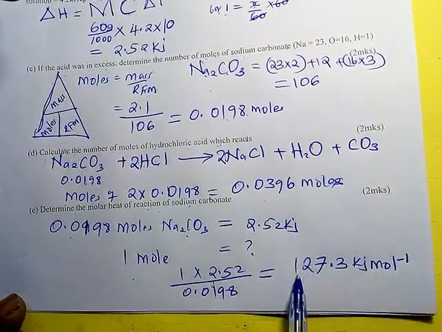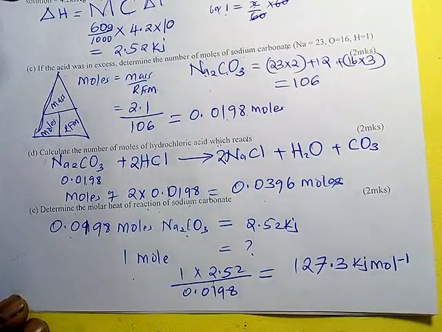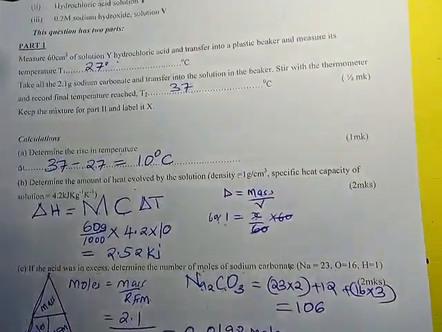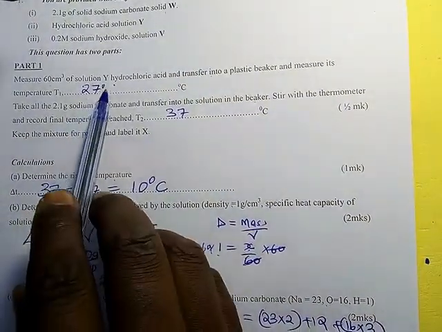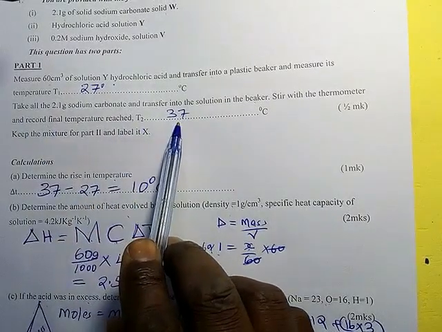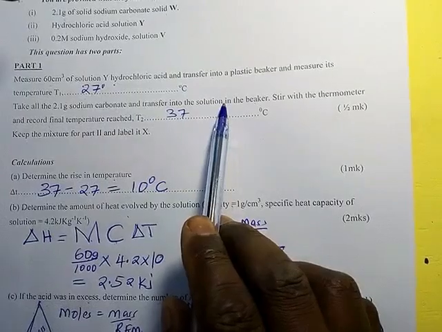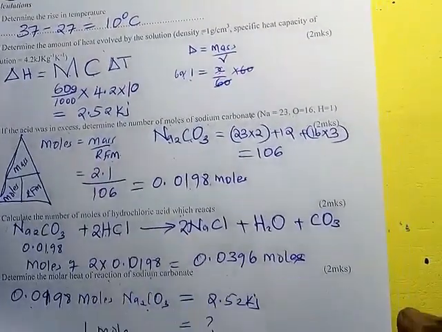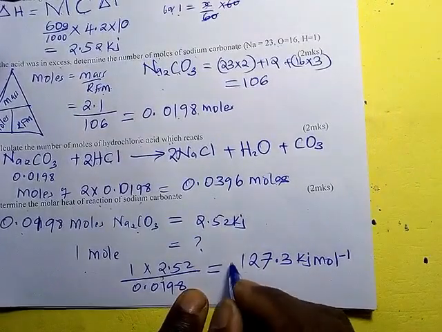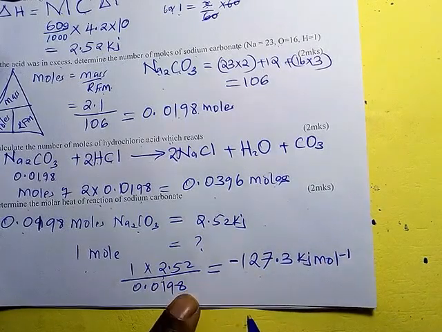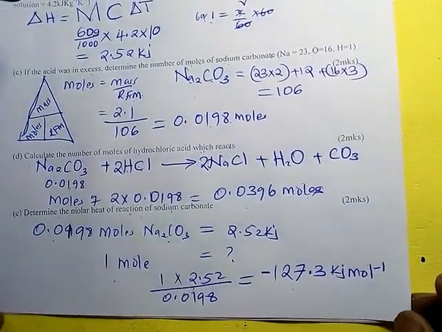But if you leave the answer like this, that is wrong, because you have to tell us whether the reaction was exothermic or endothermic. How will you know? There was temperature increase. The initial temperature was 27. The final temperature was 37. That is an exothermic reaction, a reaction which releases heat. Therefore, the reaction is exothermic, and you have to indicate here that the heat change is negative, indicating that the reaction is exothermic.